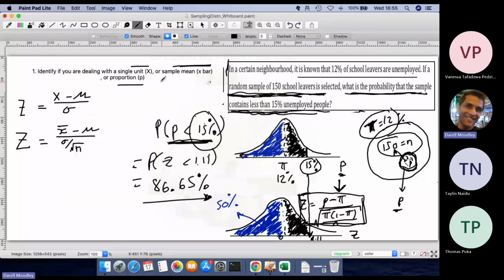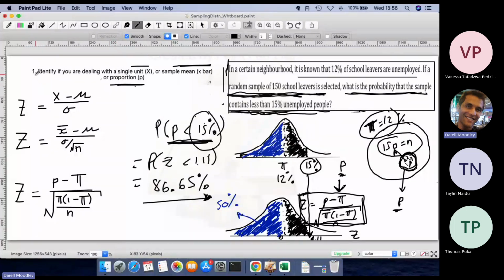If you're dealing with proportion, the last one, then use this formula: P minus pi all over the square root of pi times 1 minus pi, all over n. You don't need to memorize any of these formulas. They're in your formula sheet, but you just need to know when to use them.